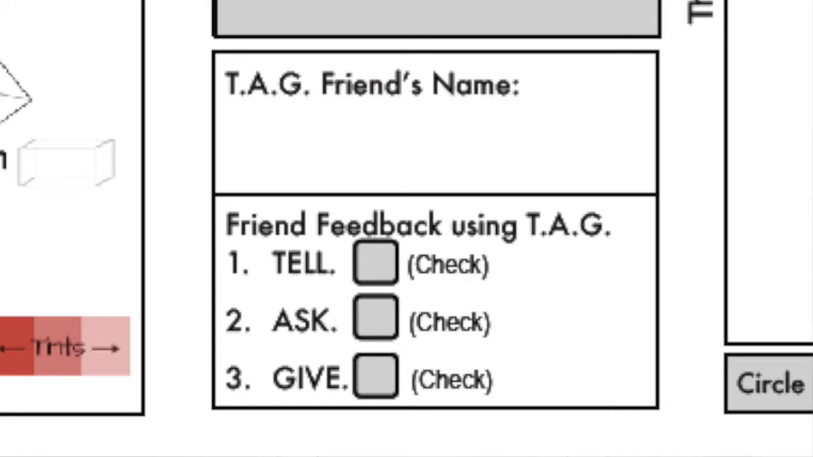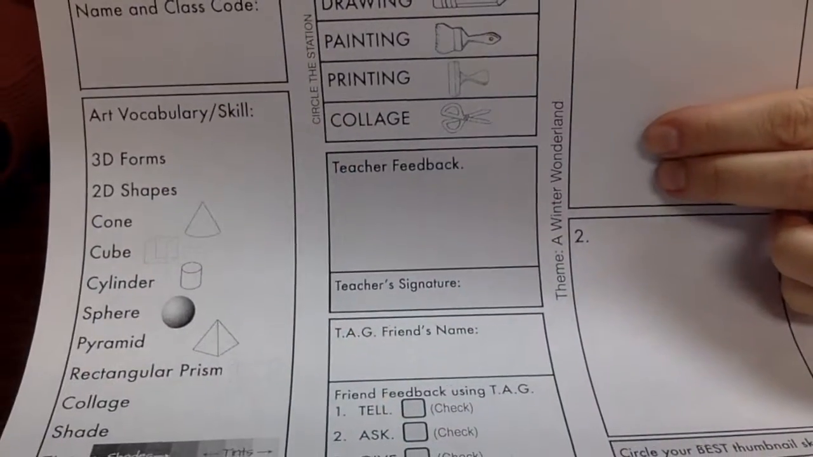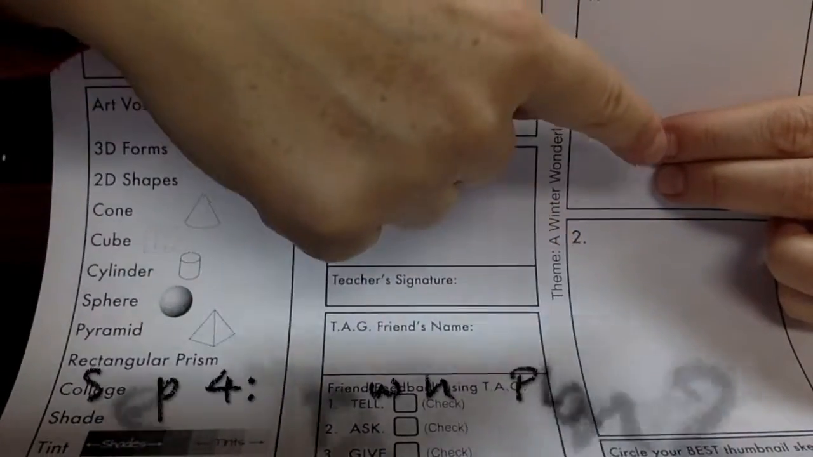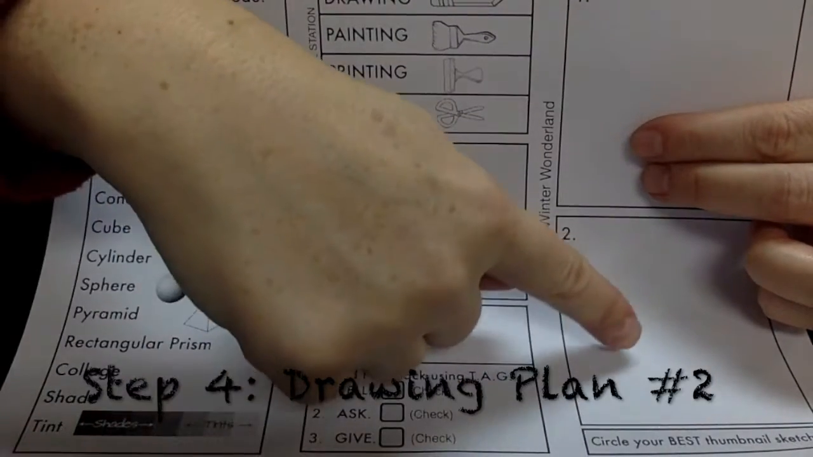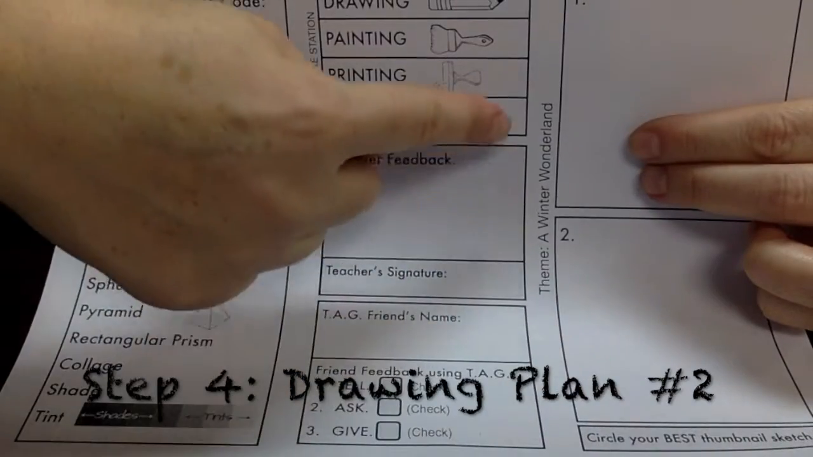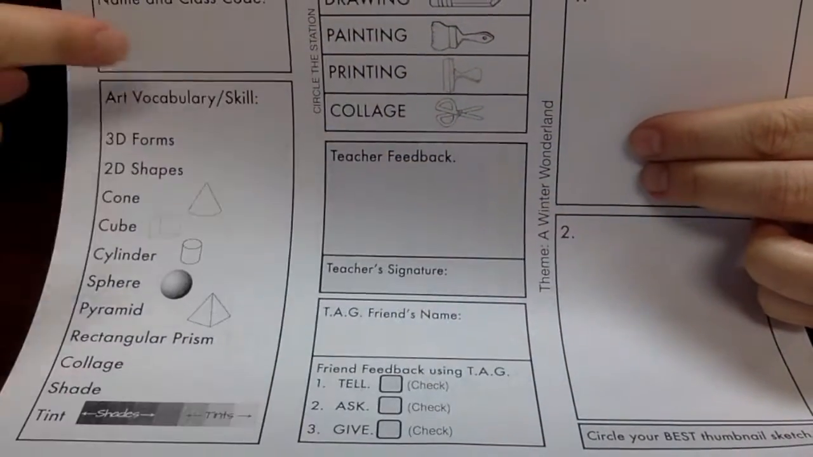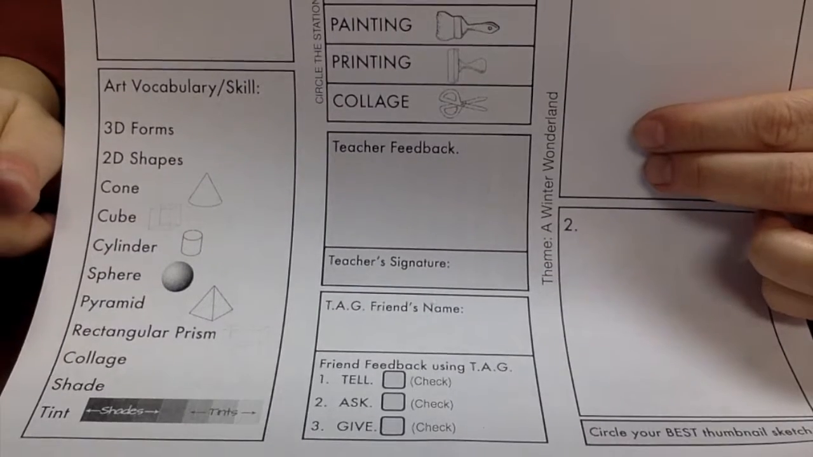When you've tagged someone, then you can move on to box 2 and take those ideas and questions that you had in your tag and make this sketch better or different. So then you're going to draw again a winter wonderland idea using one of these 3D shapes.